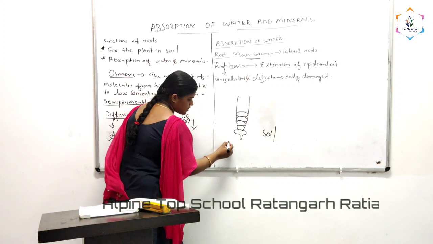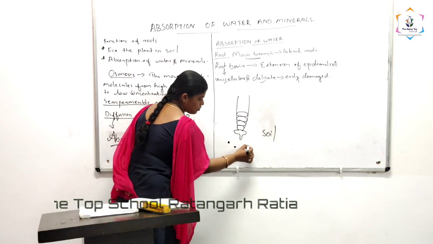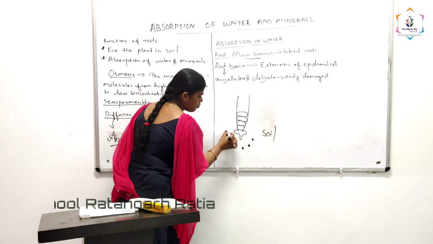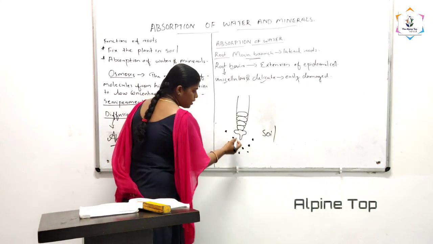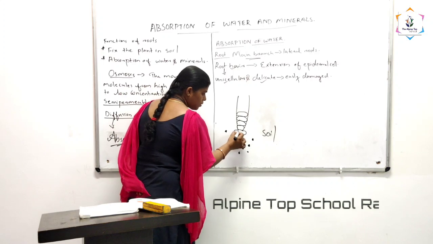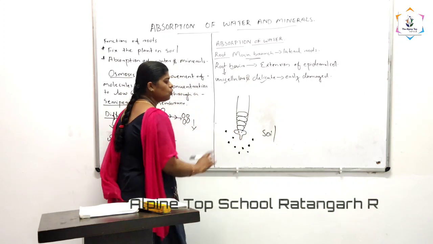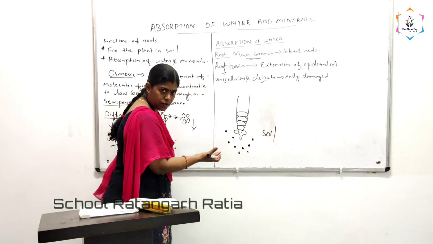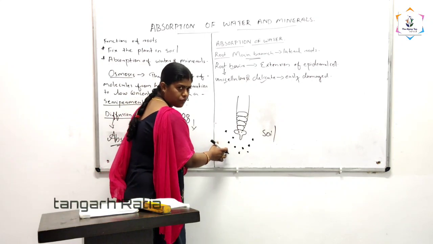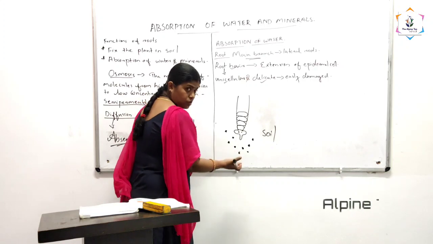So I am just making these kinds of dots over here. You have to imagine that all these are what? Water molecules. And inside the epidermal cell, I am making only two water molecules. So where is the high concentration of water now? Within the soil, definitely. So what is going to happen?